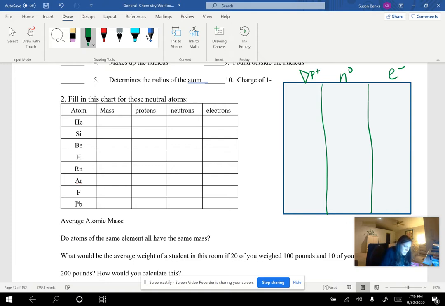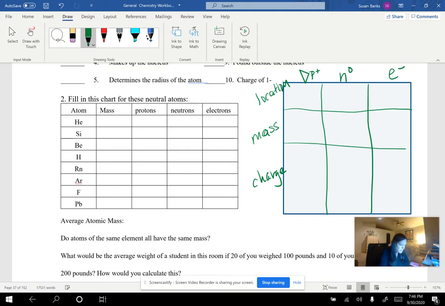Okay? So the thing that we want to talk about, we want to talk about the location that they have. We want to talk about the relative mass that each of these particles have. And we want to talk about the relative charge that each of these subatomic particles have. So let's take them one by one.